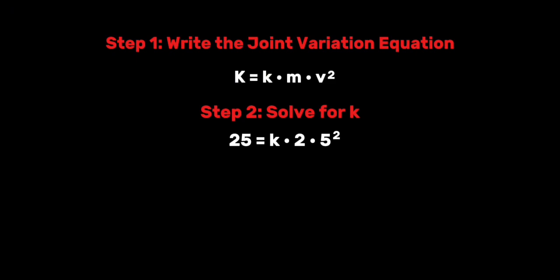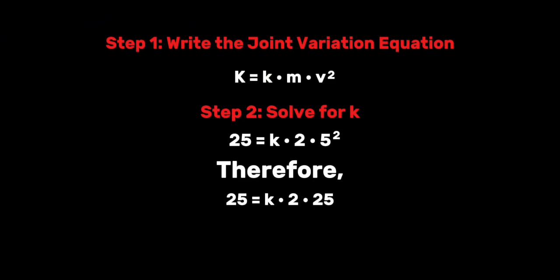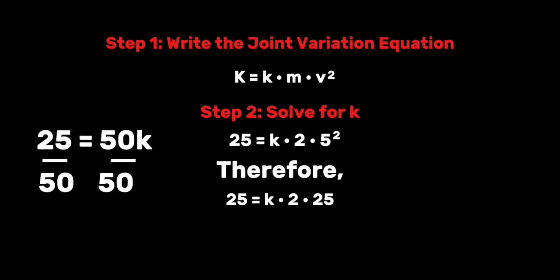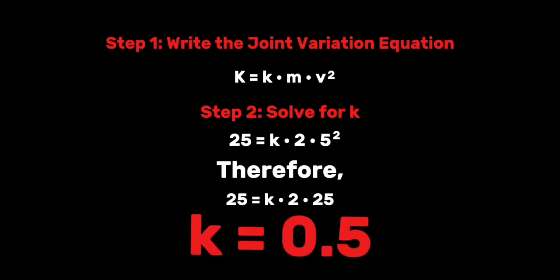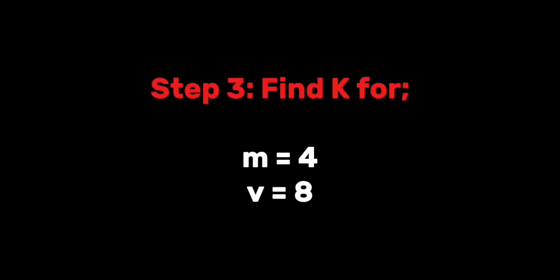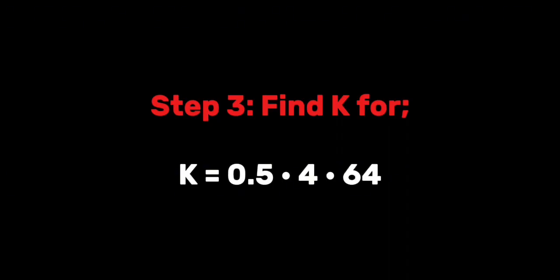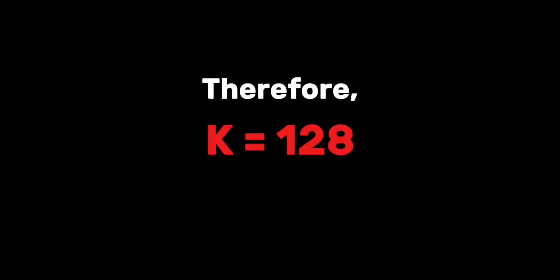So 25 is equal to k times 2 times 5 squared. Therefore, 25 is equal to k times 2 times 25, and 25 is equal to 50k. And we divide both sides by 50, so k is equal to 0.5. Step 3, find K for m is equal to 4 and v is equal to 8. K is equal to 0.5 times 4 times 8 squared. K is equal to 0.5 times 4 times 64. And therefore, K is equal to 128.